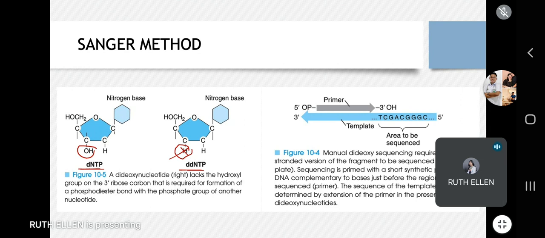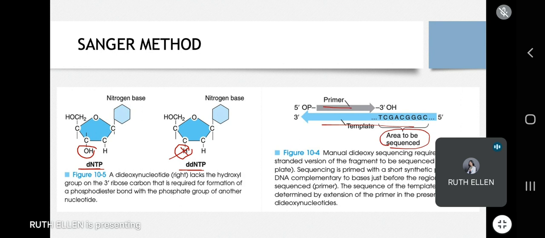Okay? So kapag ang ddNTP nag-bind sa area natin to be sequenced, magsi-stop na dun yung synthesis. Wala nang pwedeng mag-bind na iba, kasi wala nang formation ng phosphodiester bond. Okay? Kasi wala nang oxygen eh. Walang hydroxyl group. Okay? So, ang mangyayari dyan, kung ito yung ating template, this is the area to be sequenced.